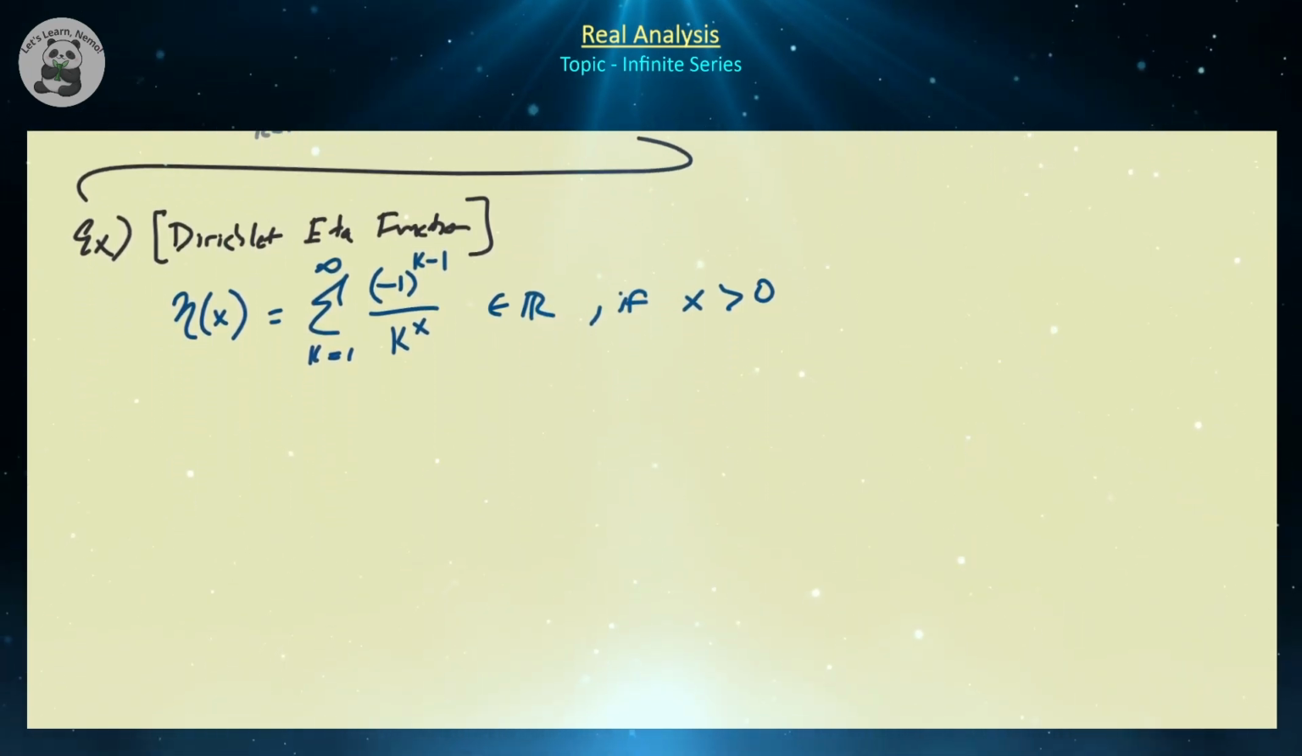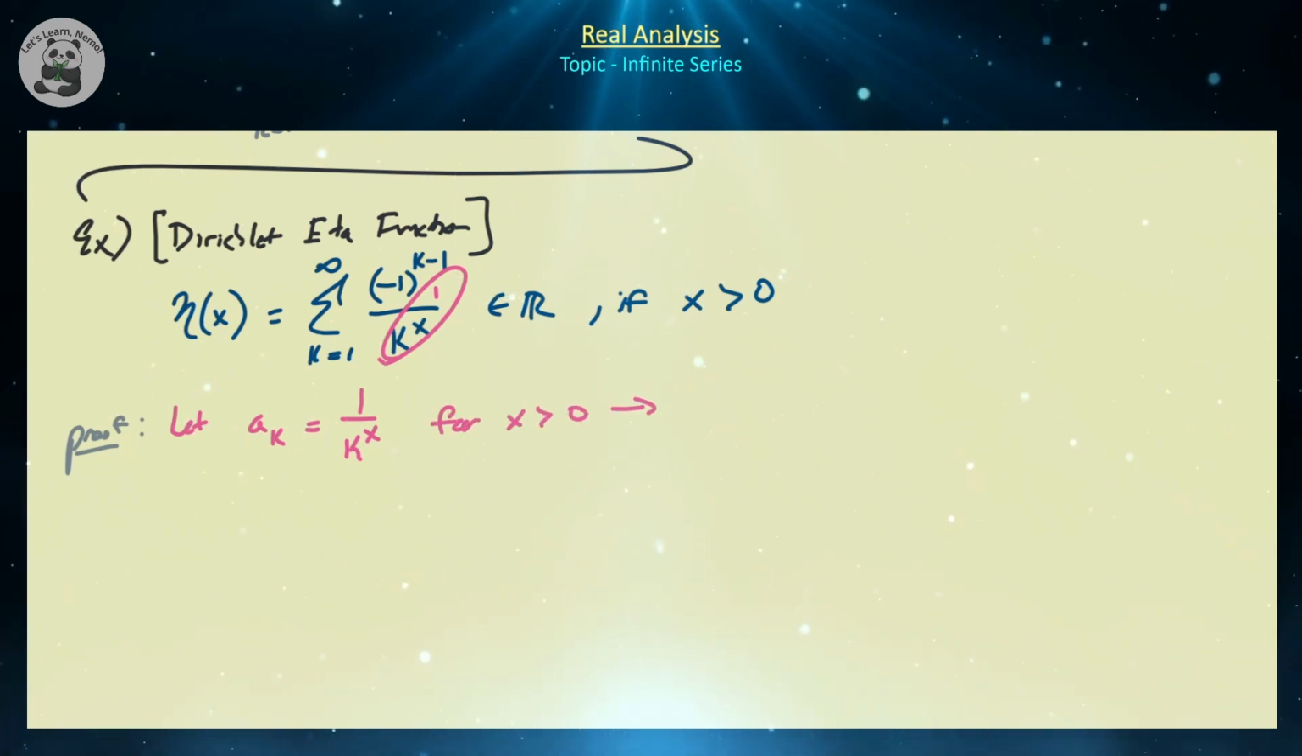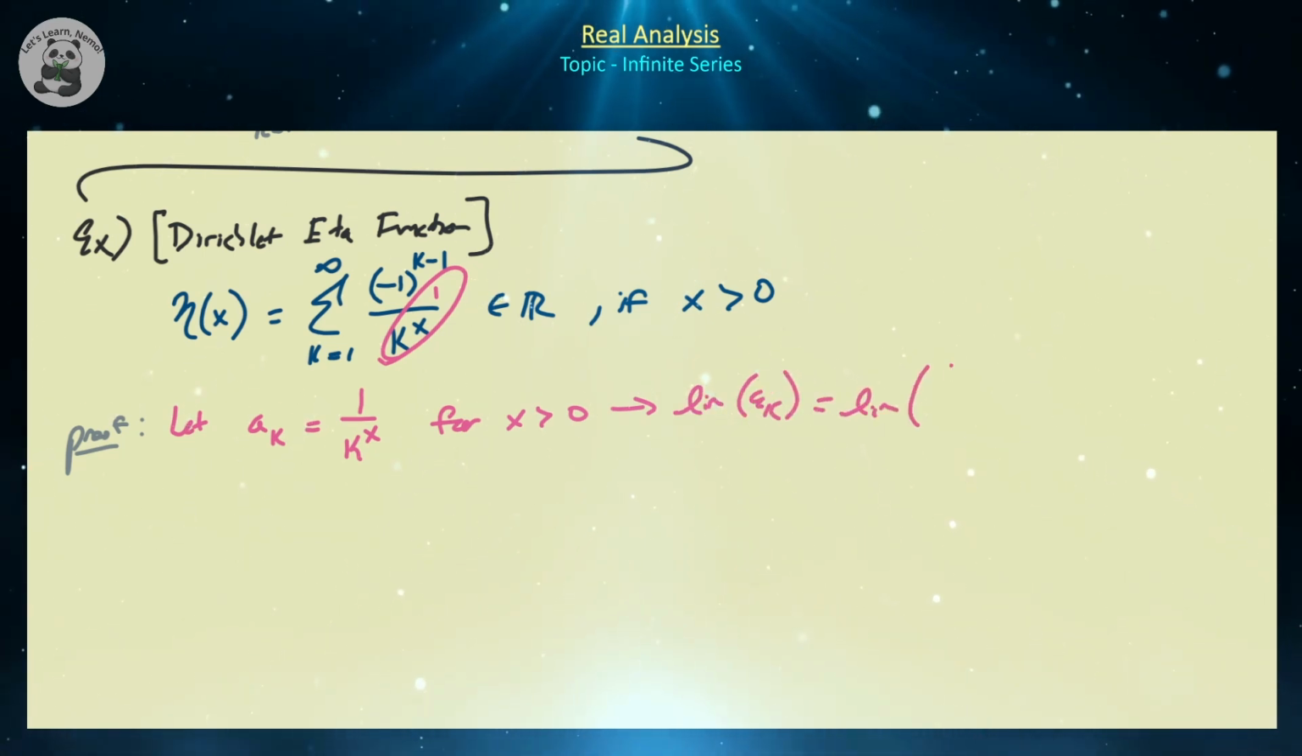So does this really converge for all x bigger than 0? Let's see if we can provide a nice little proof for the convergence of the Dirichlet function. We're going to let our a_k be equal to 1 over k to the power of x, the non-alternating portion of this series. If x is a positive number, then you should be able to show that the limit of a_k, i.e. the limit of 1 over k^x, is actually going to be equal to 0. So that's not a big problem.